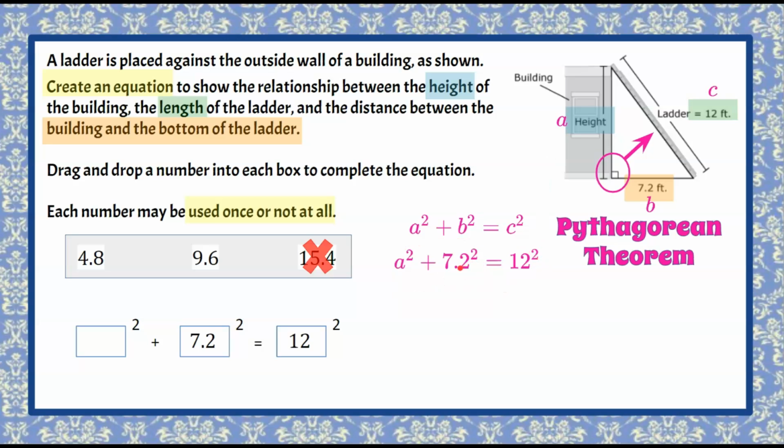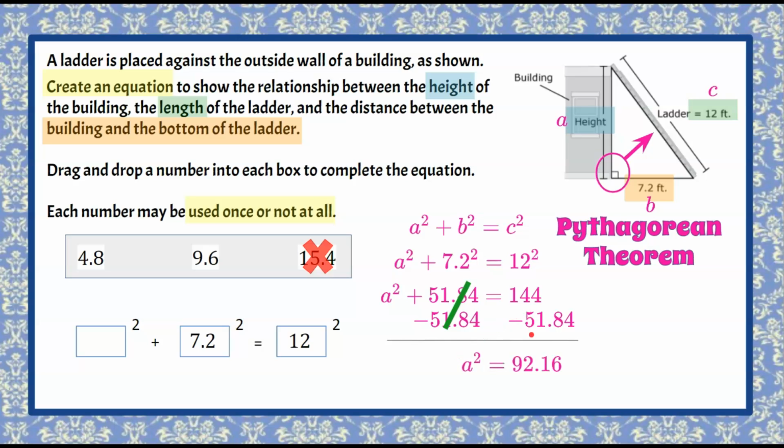So we're going to first square our number value. 7.2 squared, or 7.2 times 7.2, is going to be 51.84. And then 12 squared, or 12 times 12, is 144. We want to solve for a squared, so we're going to do the inverse of add 51.84 and subtract 51.84 from each side. That leaves us the 0 pair, so just a squared equal to 144 subtract 51.84 gives you 92 and 16/100ths. Now the inverse of a squared is to find the square root.